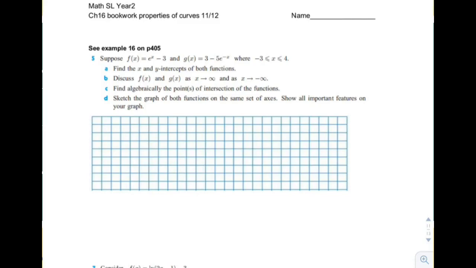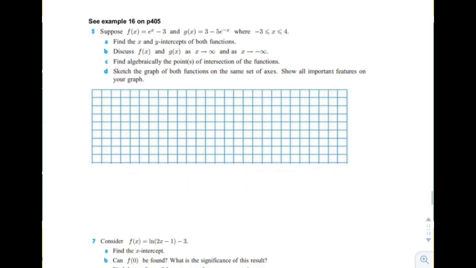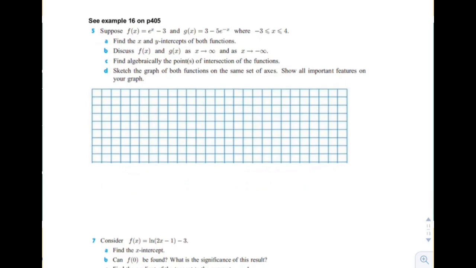Properties of curves, page 11. Suppose that the functions are f(x) = e^x - 3 and g(x) = 3 - 5e^(-x), where x is between negative 3 and 4. Find the x and y intercepts of both functions.